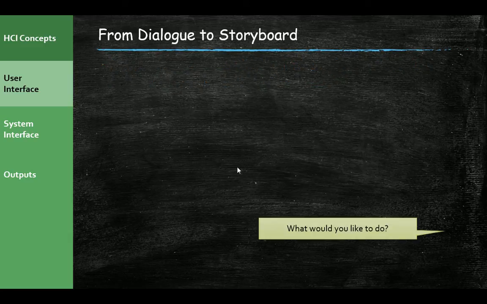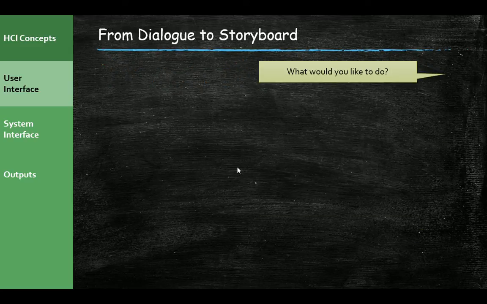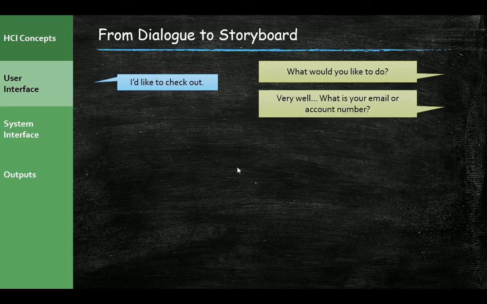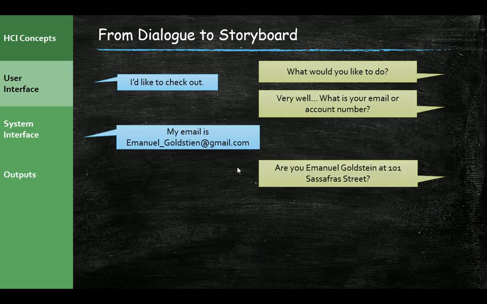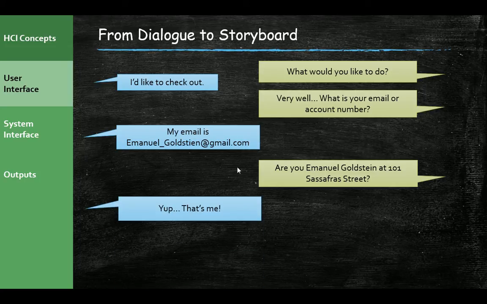So from dialogue to storyboard, here's what a dialogue might look like. What would you like to do? This is the system on the right-hand side saying, what would you like to do? The user on the left says, I'd like to check out. And then our system says, very well, what is your email or account number? And the user says, well, my email address is emmanuelgoldstein@gmail.com. Then the system says, are you Emmanuel Goldstein at 101 Sassafras Street? Because the system at this point would have looked up that customer. And he says, yep, that's me.